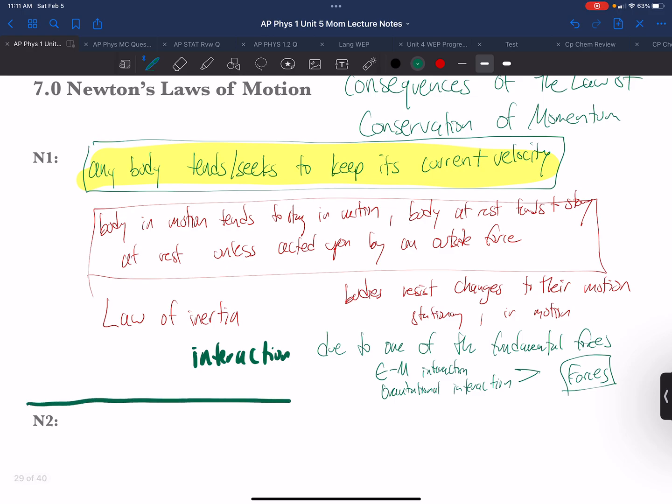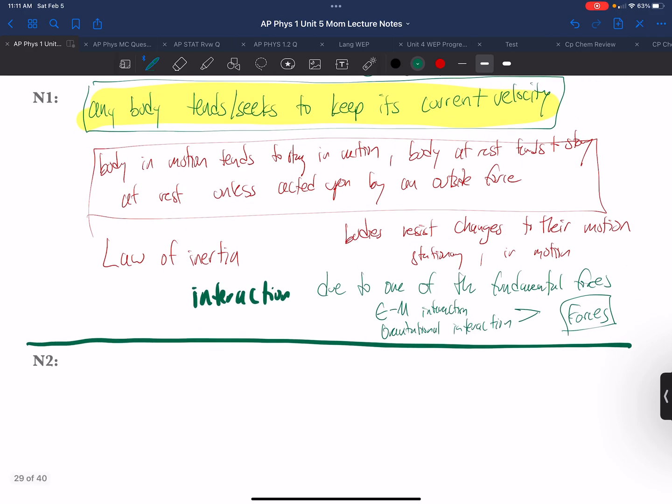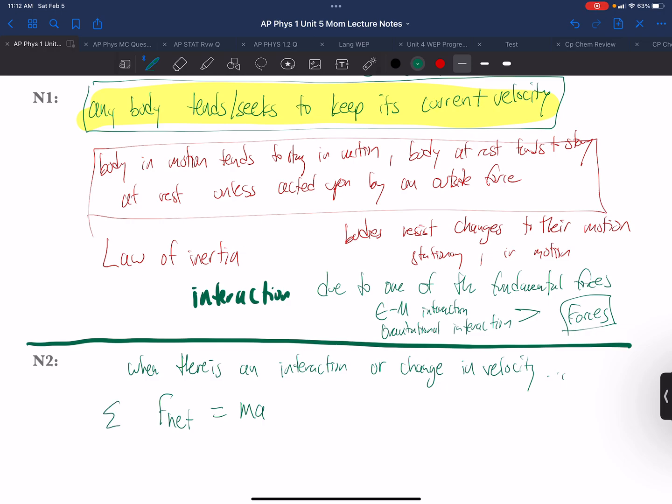Now, Newton's second law basically says that when there is an interaction or change in velocity, it is governed by this equation, which is F net equals ma. The net force is the sum of the forces. So if the sum of the forces interacting on something is 0, the acceleration will be 0. The change in velocity will be 0.